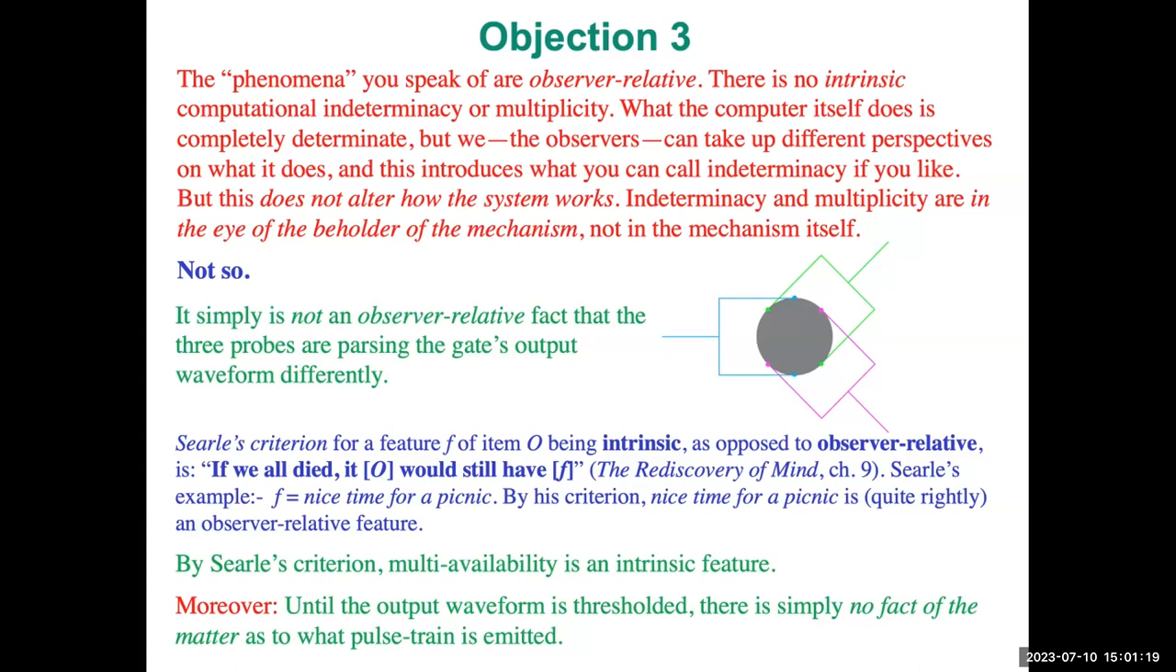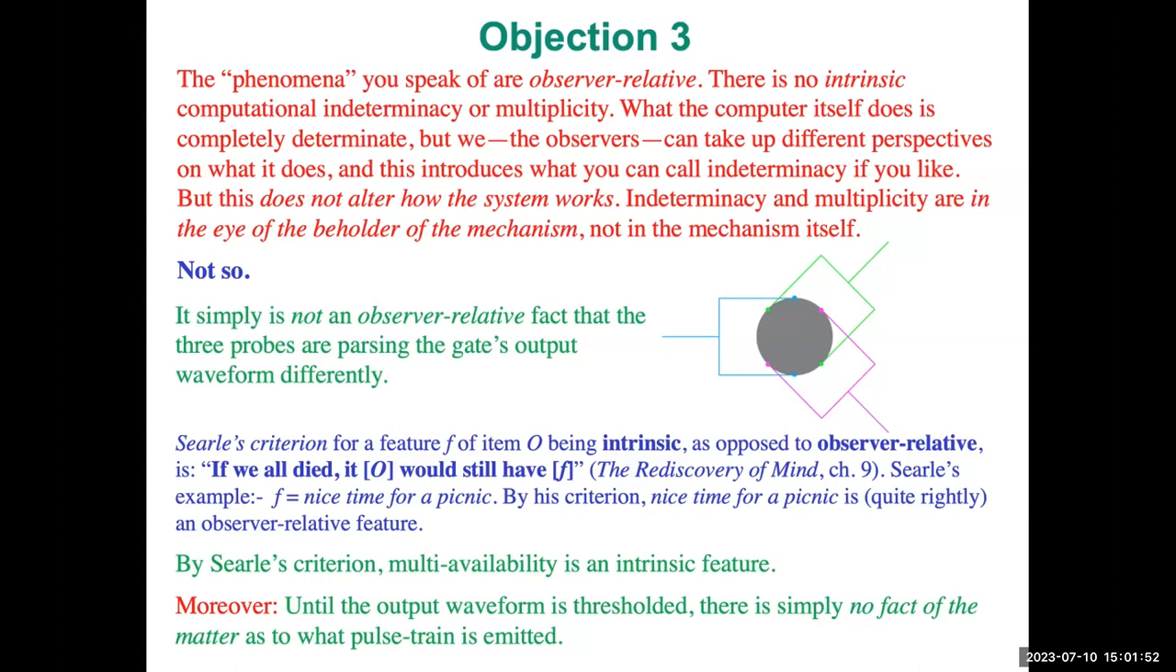So what can you say about it? Well, it's definitely a device for producing multiple musical notes. And if you ask, well, what note does that waveform in the delay line comprise? There's no fact of the matter. It's not until you do the thresholding and so on that there is a fact as to what notes you've got around. And so that's my model of how it is in the computational case as well.